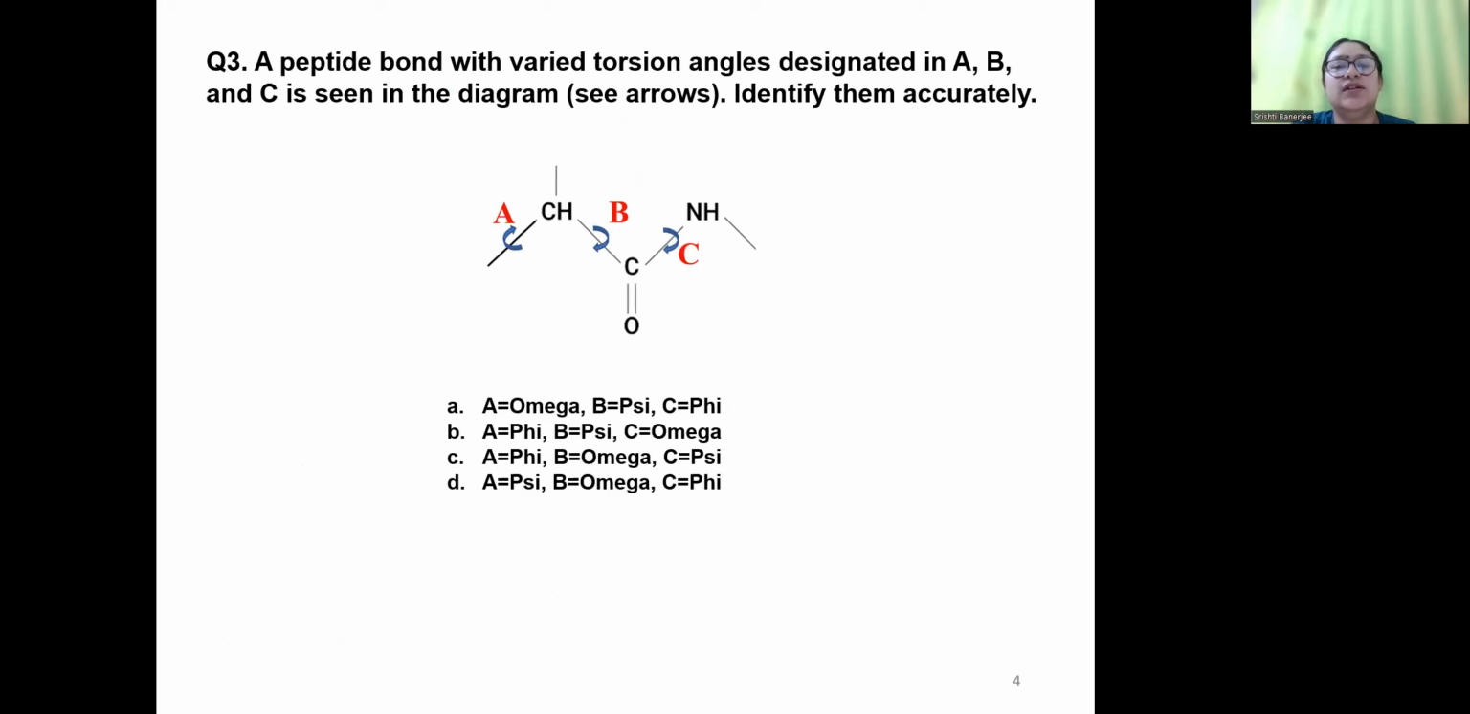Okay. Now let's look at the third question, my second question, which is question 3 anyway. The question is: a peptide bond with torsion angles designated A, B, C is seen in the diagram. So we need to identify them accurately. So Arushi, just give it a try.